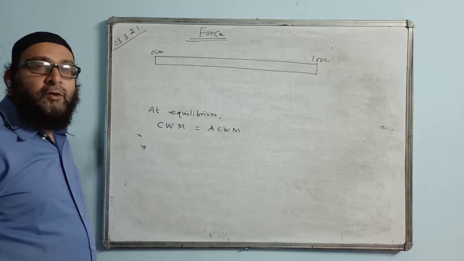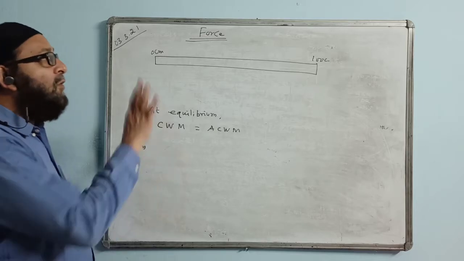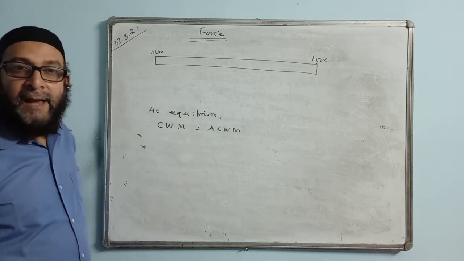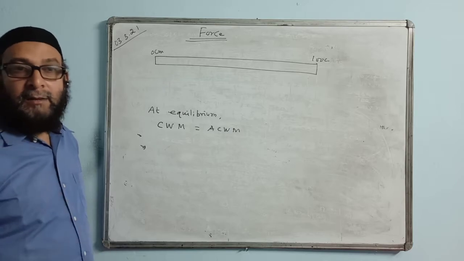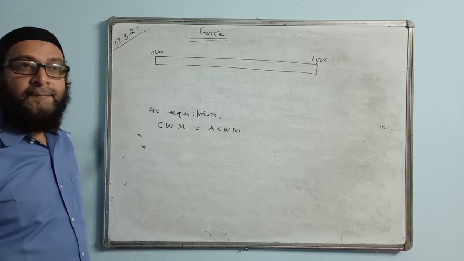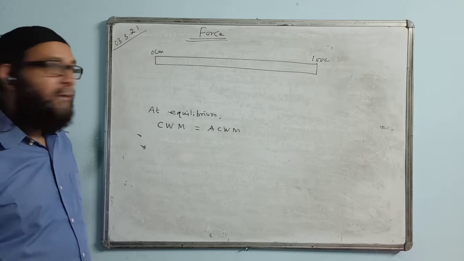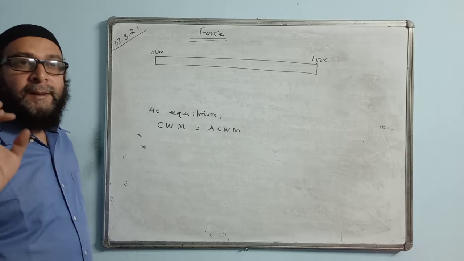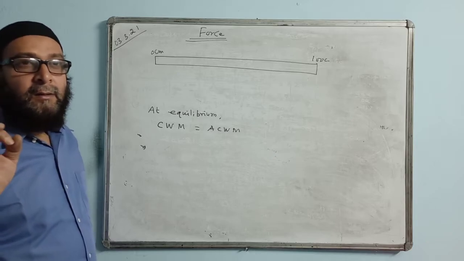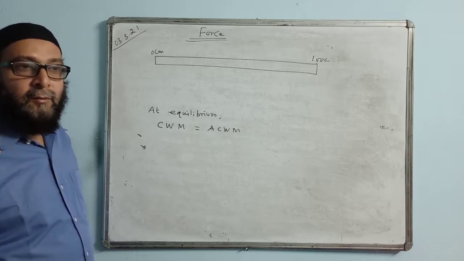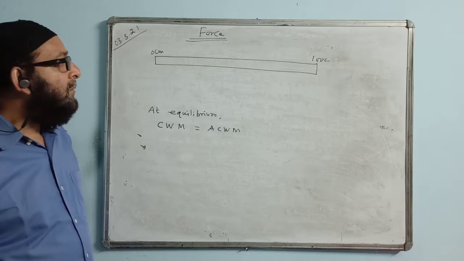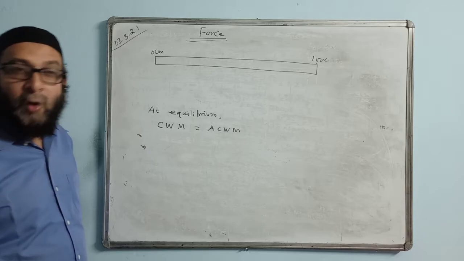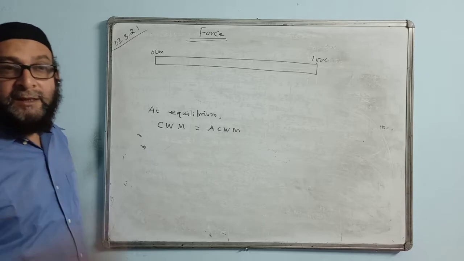Now once again I read the question. The question says a uniform meter rule weighing 100 GF is balanced at 30 centimeter mark by suspending a weight of 150 GF. Draw a diagram and find where you should place that weight.